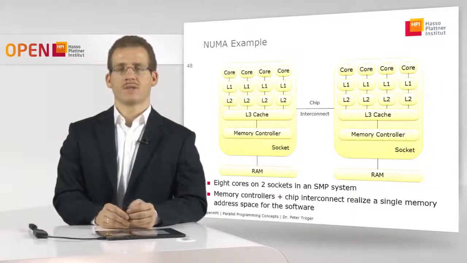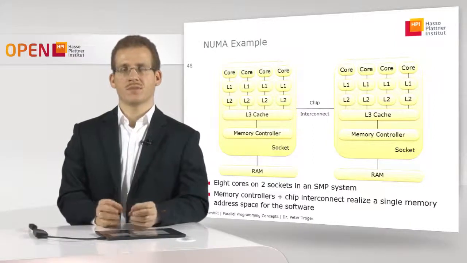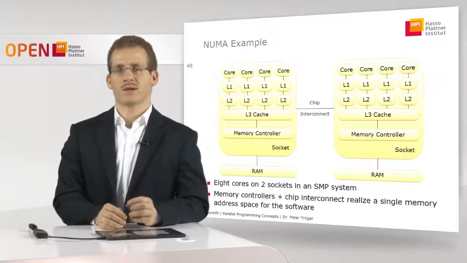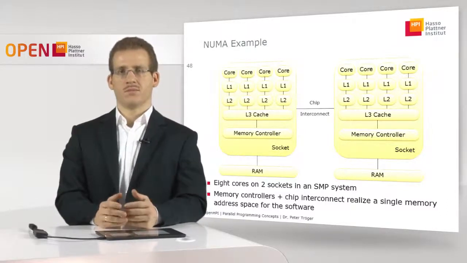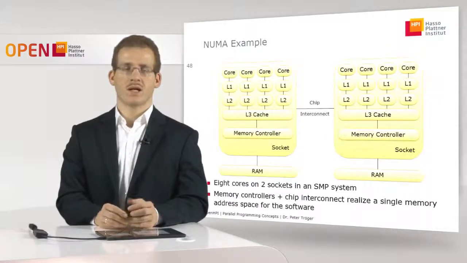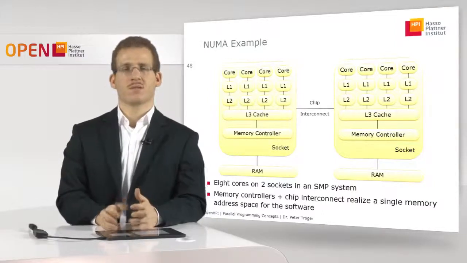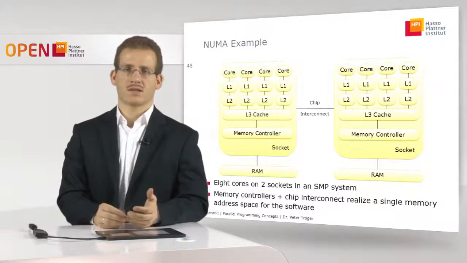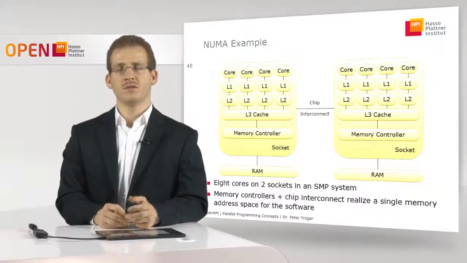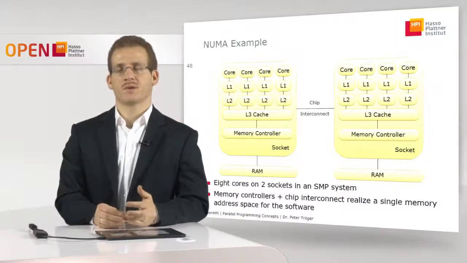This leads to the fact that now we have a distinction between one part and the other part of the memory, but the software running in the system still wants to have the notion of a shared memory system. So if you run a parallel application using 8 cores, you still want to have one address space that, for example, is accessible by all your threads. So how does the hardware solve that problem? It solves it by giving you the illusion of a common memory address space based on a chip interconnect technology.